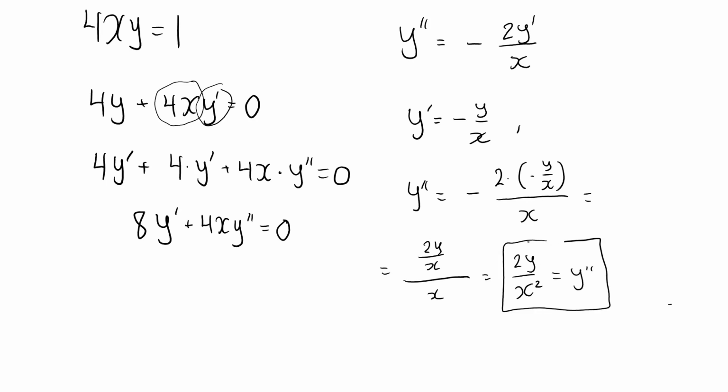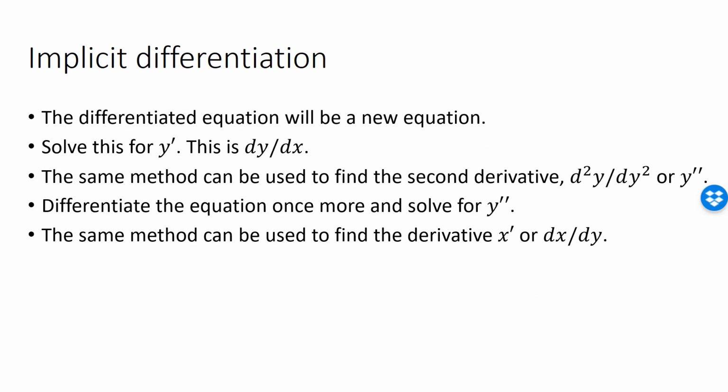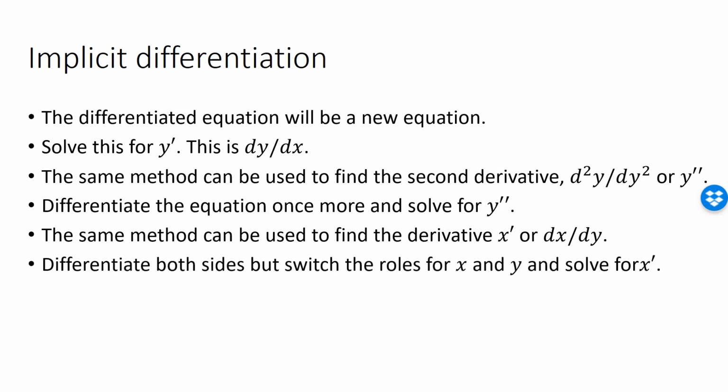You may, of course, reverse the roles of our variables x and y to find the derivative x prime or dx dy. In this case, you differentiate both sides with respect to y and treat x as a function of y. In the final step, you solve for x prime.